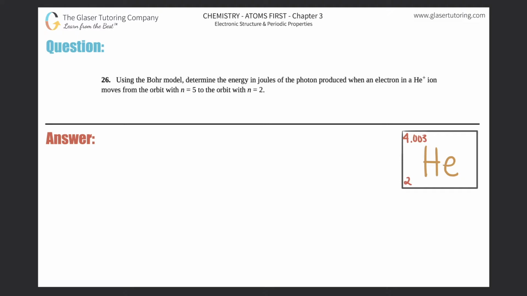Number 26. Using the Bohr model, determine the energy in joules of the photon produced when an electron in an He plus ion moves from the orbit with n equals 5 to the orbit with n equals 2. All right, so first let's draw a nice little picture here.